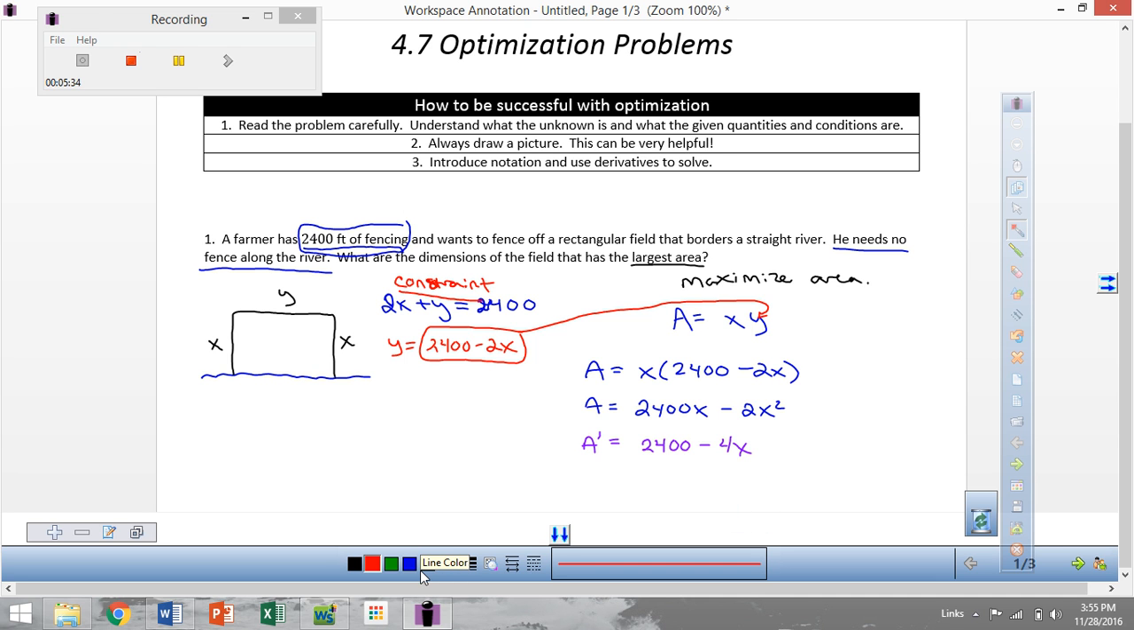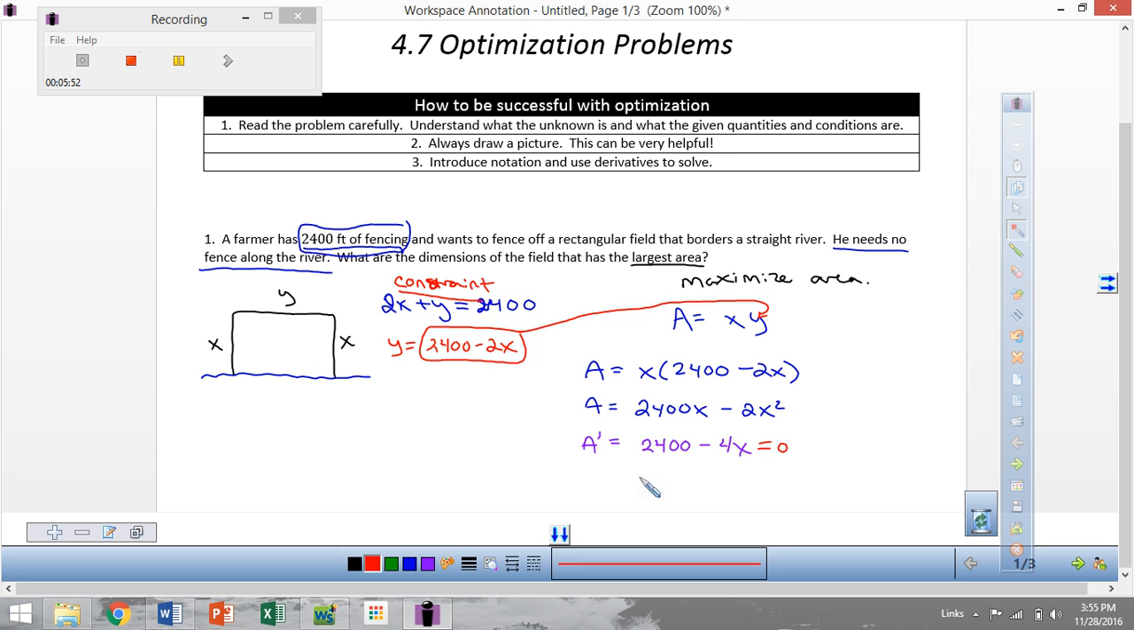Now if I'm looking for a maximum or minimum, think about when we found local extrema. A maximum or minimum is going to happen essentially whenever the tangent line is 0, right? Whenever I have a hump or a valley. So what I want to do is take the derivative and then set that equal to 0 and find my critical numbers.